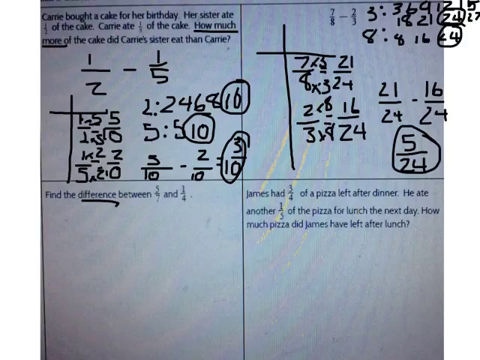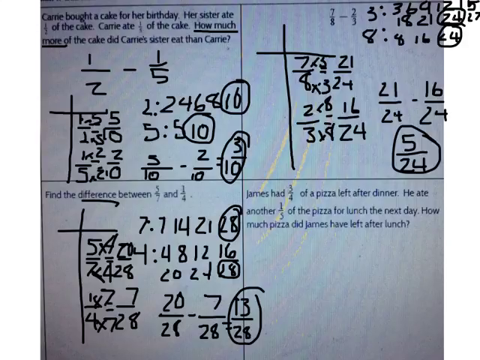Go ahead and find that difference on your paper now. The difference is 13 over 28. 5 over 7 is equal to 20 over 28, and 1/4 is equal to 7/28. When I subtract, I get 13/28.